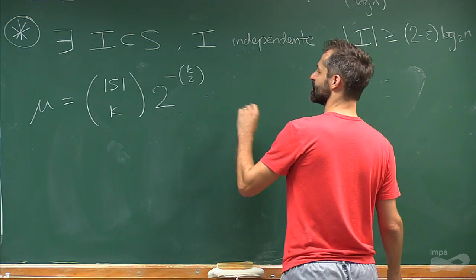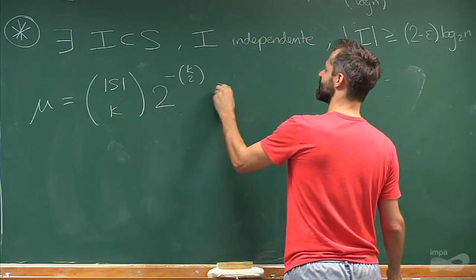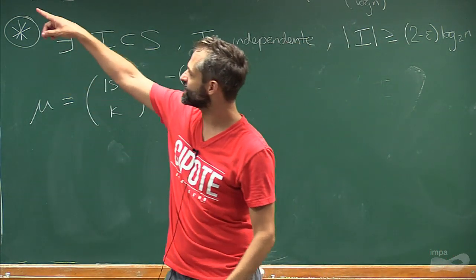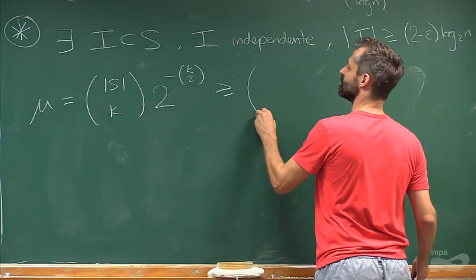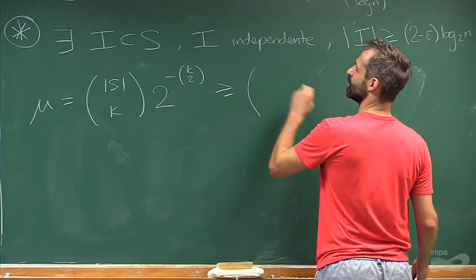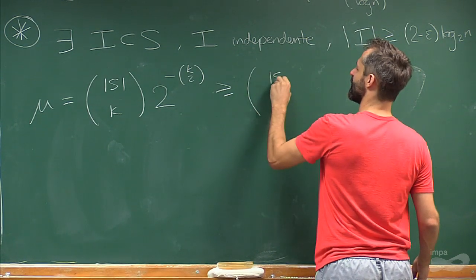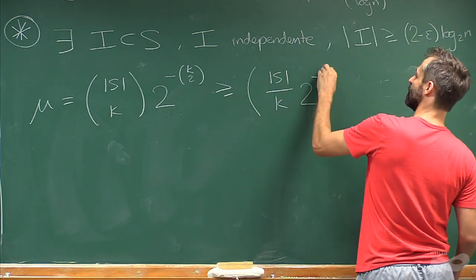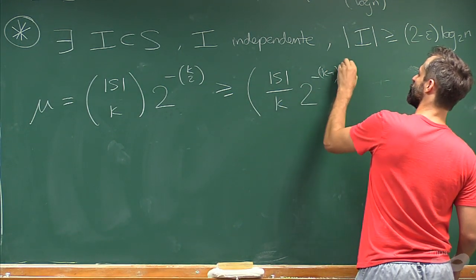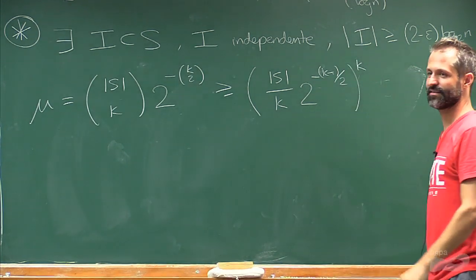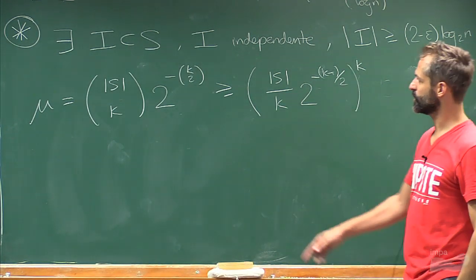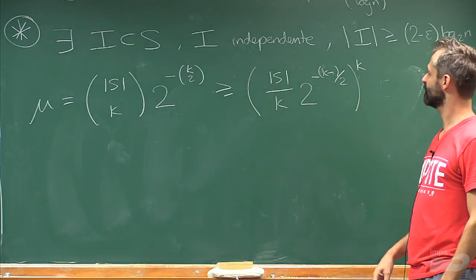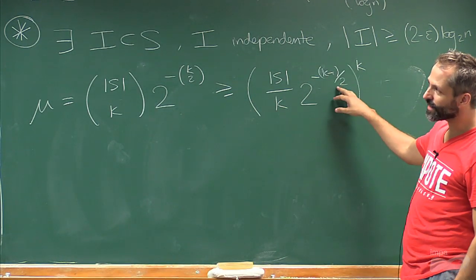What's this? So I want this to be at least something. So S is n over log n squared. So it's at least S over k to the k, times 2 to the minus k choose 2, just using that S choose k is at least S over k to the k.